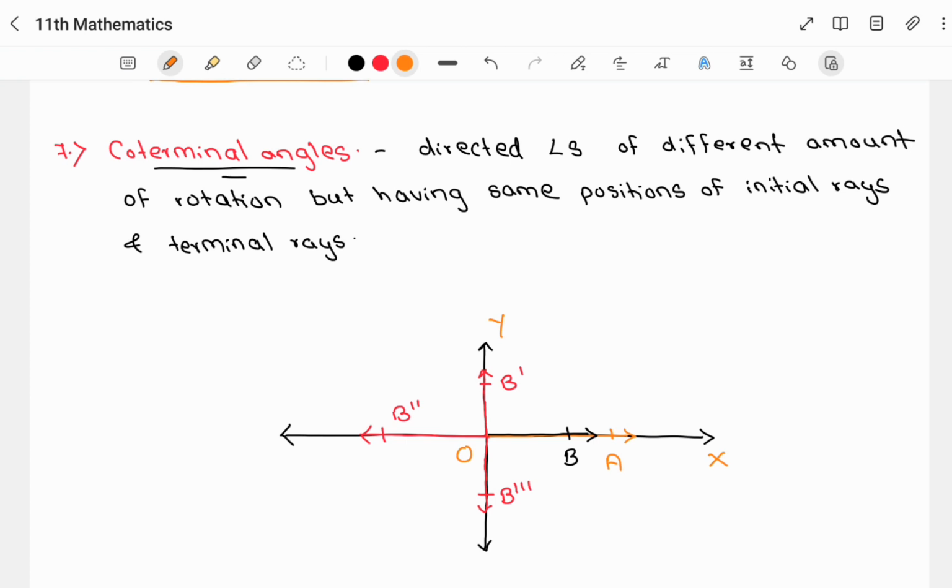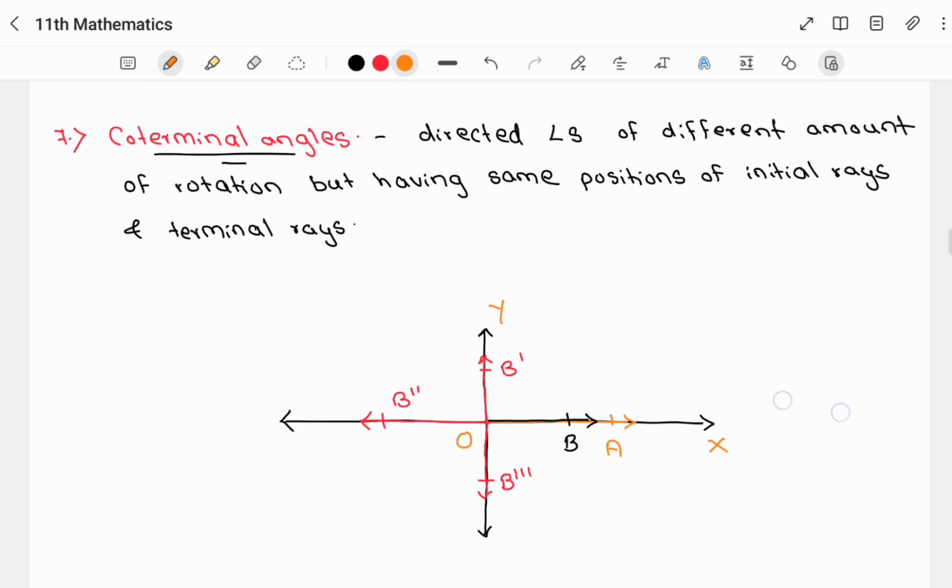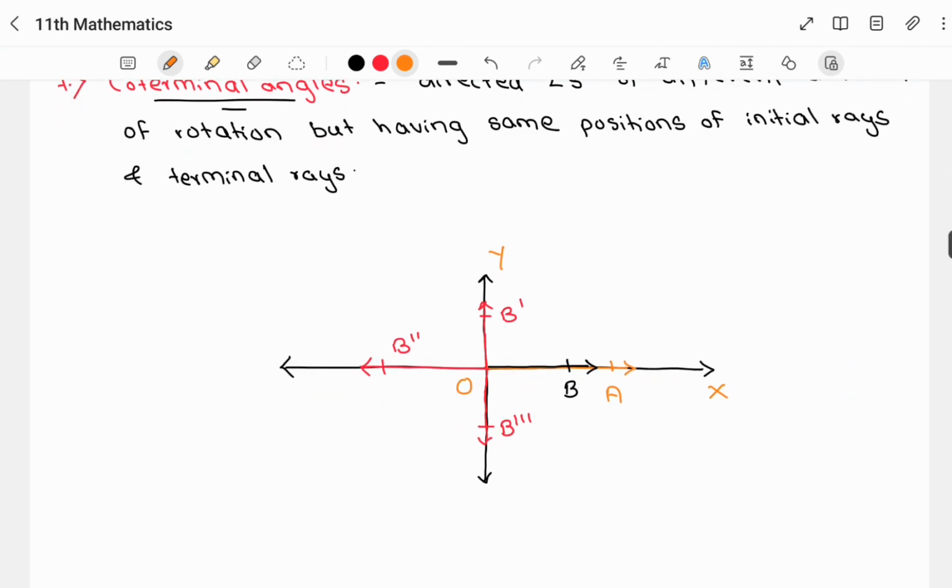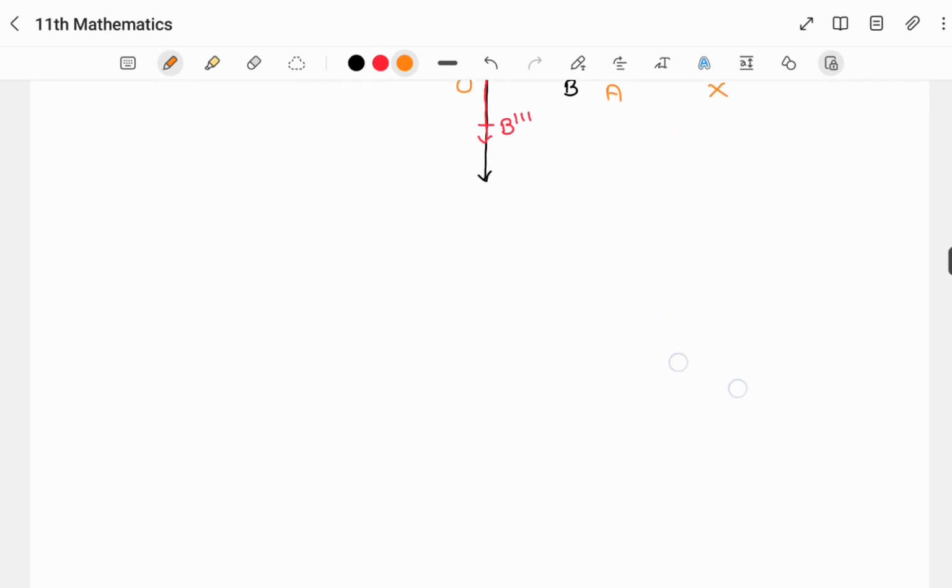These angles, the initial arm and the terminal arm, coincide with each other. But how are they different? Because the rotations for them are different. Now let us have a look at an example. So now I'm drawing an angle over here. This is the final arm and this is the initial arm. OA is the initial arm and OB is the final arm.